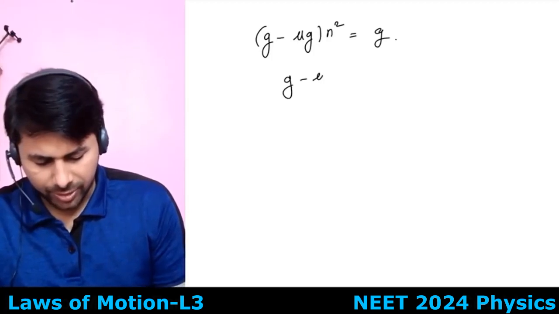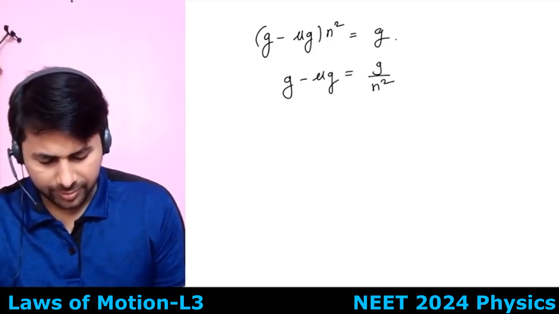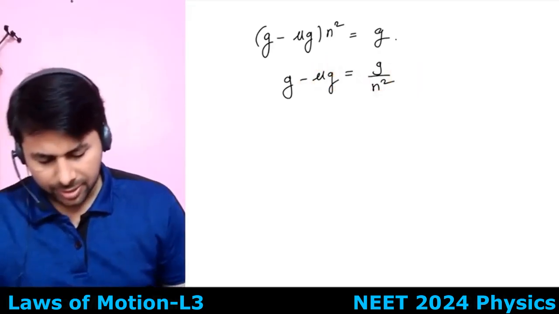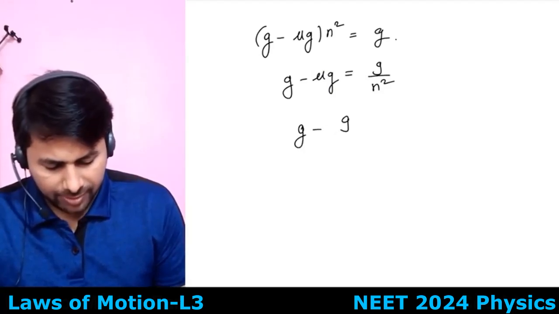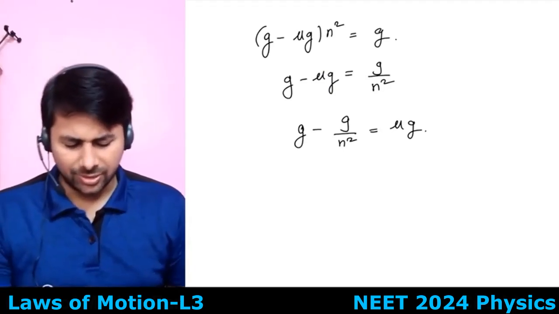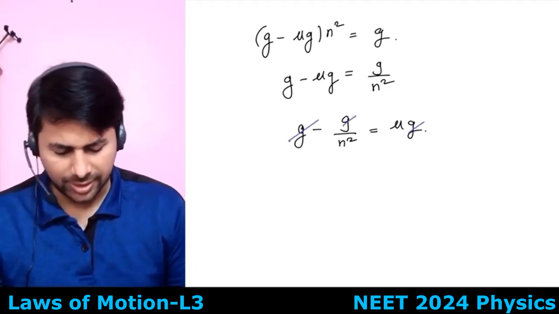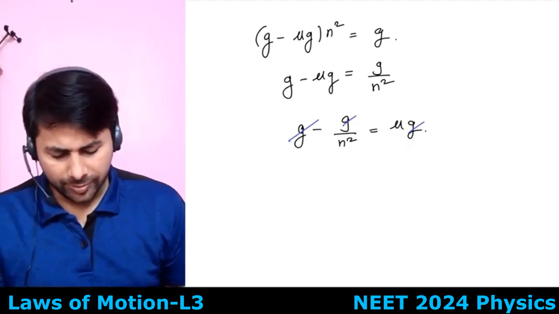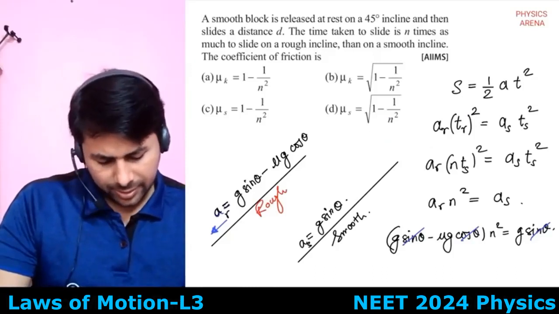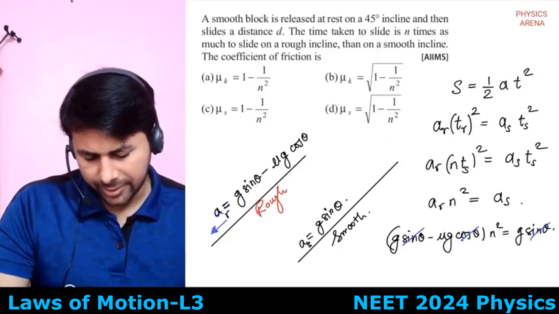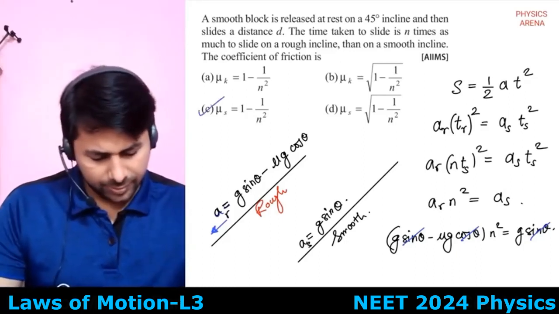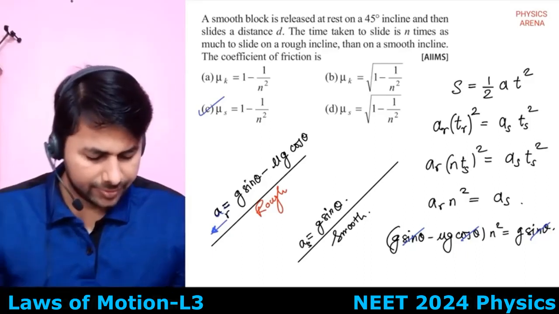So I have g minus mu g is equal to g upon n square. Then I can move this mu g to this side and g upon n square to the other side. So g minus g by n square is equal to mu g. Before doing that, I could cancel out g. So mu is equal to 1 minus 1 upon n square, right? So it's option C.